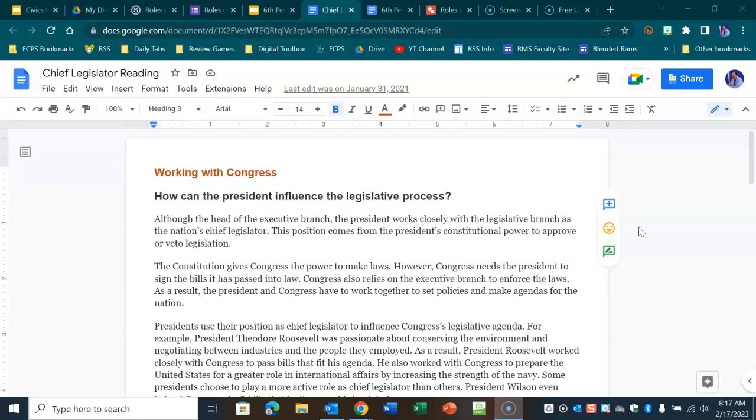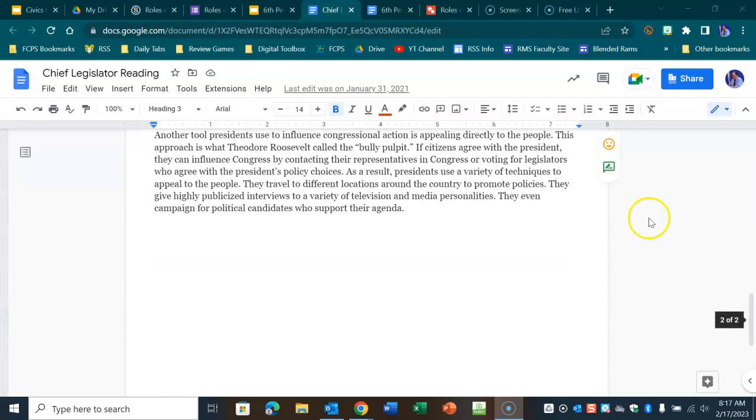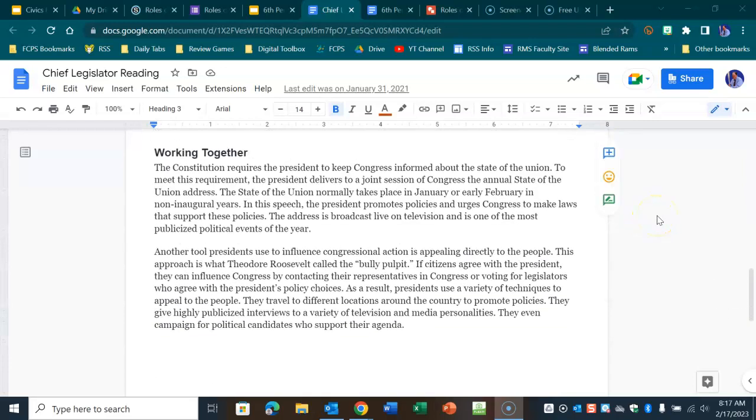Working together. The Constitution requires the President to keep Congress informed about the State of the Union. To meet this requirement, the President delivers to a joint session of Congress the annual State of the Union address. The State of the Union normally takes place in January or early February in non-inaugural years. In this speech, the President promotes policies and urges Congress to make laws that support these policies. The address is broadcast live on television and is one of the most publicized political events of the year.